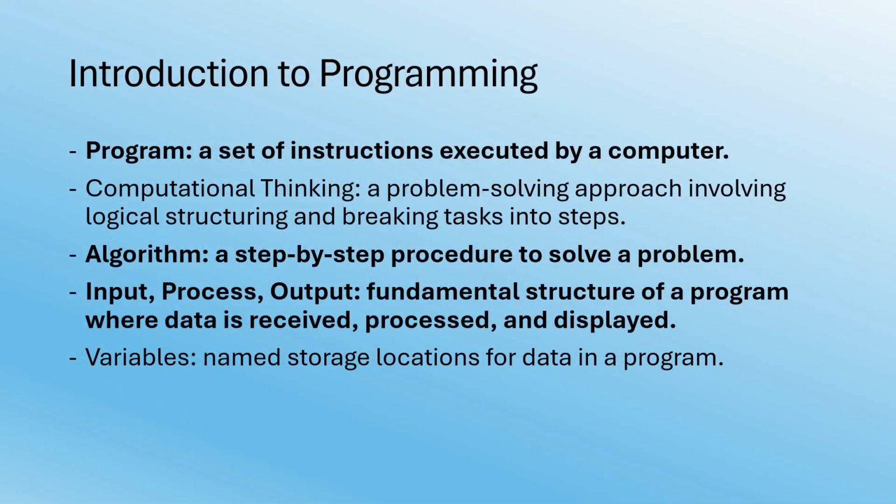Introduction to programming. A program is a set of instructions executed by a computer. An algorithm is a step-by-step procedure to solve a problem. And more important than those two, arguably, is input, process, and output, a sequential order. It's the fundamental structure of a program where data is received, processed, and displayed. Additionally, computational thinking is just a method of problem solving and breaking into different smaller tasks. And the variables are like things like X, Y, Z. You could assign them to different values.